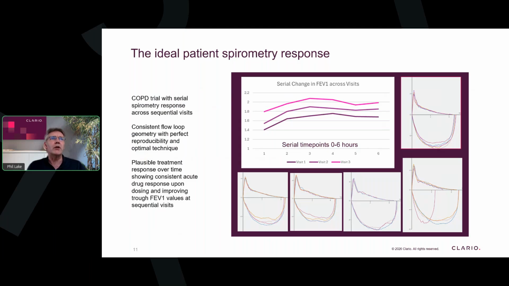This is a COPD trial, and it has serial spirometry across a number of visits. What you can see here is that at each time point you have really nice reproducible data. Again, for each individual visit, you can see the serial measurements along the bottom, gradually improving over time with a little plateau. And then each subsequent visit has a slight improvement of the trough values at baseline as you start the visit. So really nice, plausible, predictable patient transition. Again, an ideal set of data.